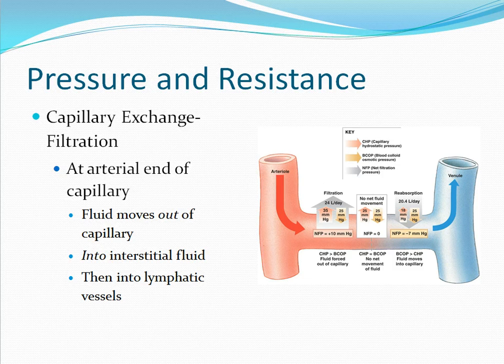At the beginning of the capillary bed, the capillary hydrostatic pressure inside the vessel is 35 millimeters of mercury. The osmotic pressure surrounding the vessel is 25 millimeters of mercury. The pressure difference will favor the movement of materials out of the blood vessels and into the surrounding interstitial spaces. So fluid and materials will move out of the capillary. These will then be picked up by the lymphatic vessels.